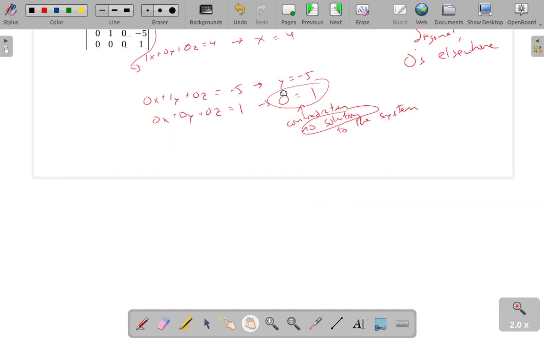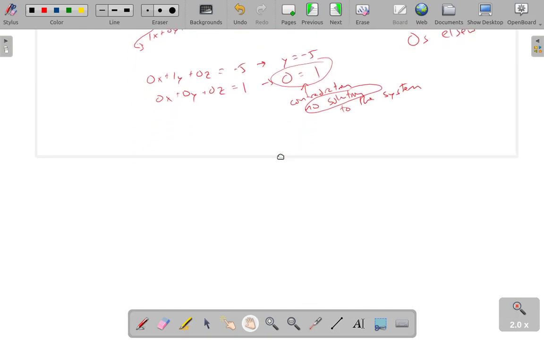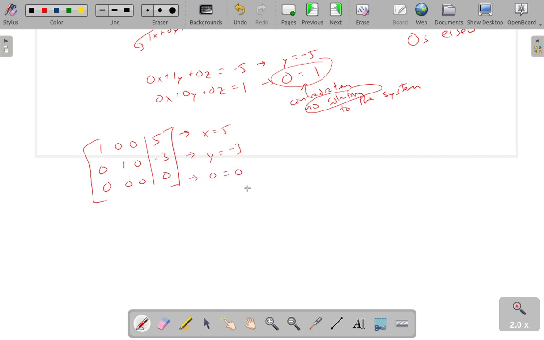Now, the other thing that can happen is what happens if we go 1, 0, 0, 5, 0, 1, 0, negative 3, 0, 0, 0, 0. Let's think about what this is saying. The first equation says x equals 5. The second equation says y equals negative 3. The third equation says 0 equals 0. Is 0 equals 0 a contradiction? No, that's perfectly valid. 0 equals 0 is a perfectly valid statement.